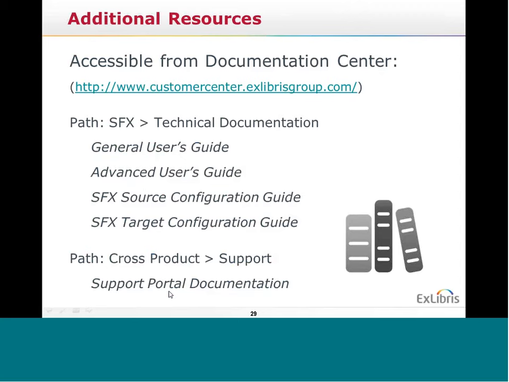This is a list of documents that will provide more information on the topics that we covered in this session. All are accessible on the Ex Libris Documentation Center. More detailed troubleshooting information, including how to use the OpenURL generator tool and the debugging tool, can be found in the General User's Guide and the Advanced User's Guide. If you're interested in the OpenURL structure for targets, or what metadata elements are included in the OpenURL that's passed by sources, both the source configuration guide and the target configuration guides will be helpful for that information.